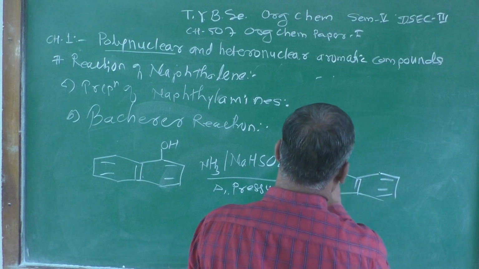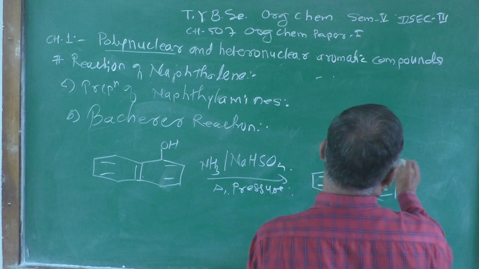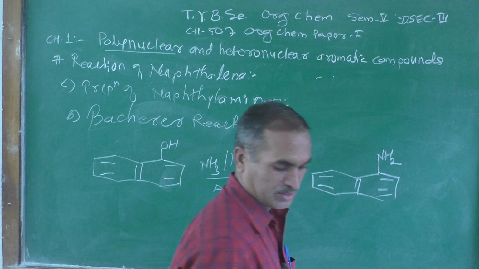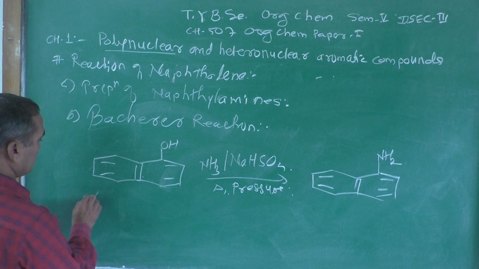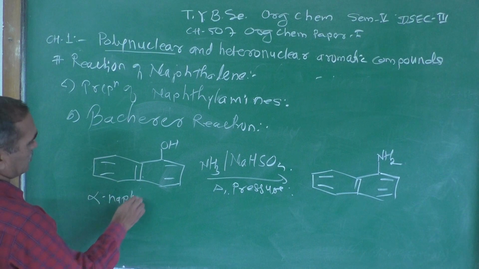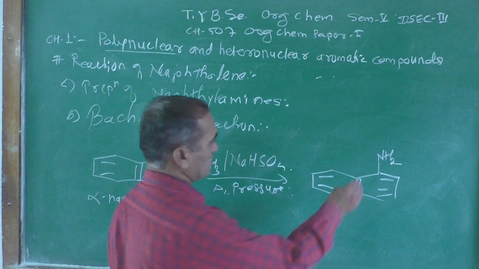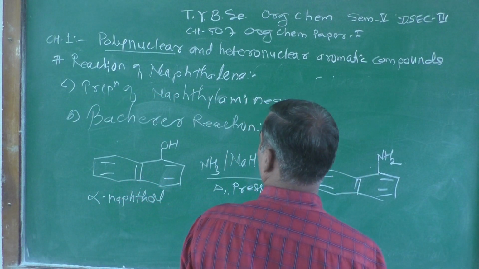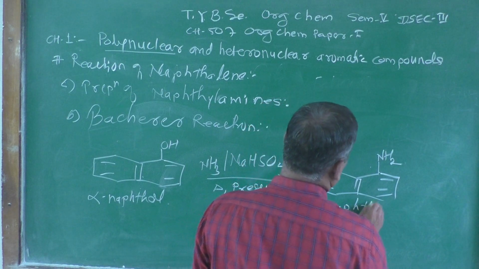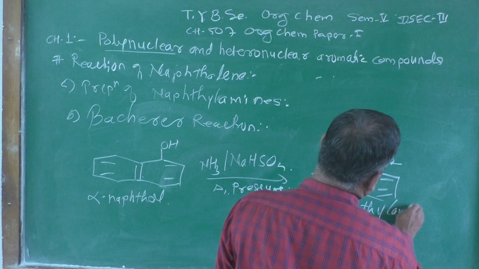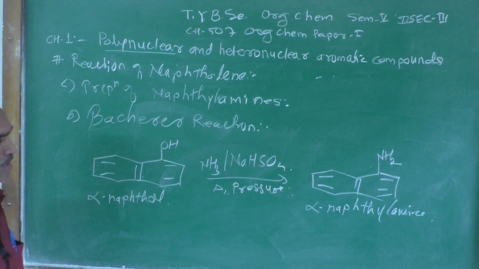The name of this product: everybody knows that the OH gets replaced by the NH2, so that the product is formed. This is, as we know, alpha naphthol, which is the starting material he has taken for his synthesis, and he prepared the compound alpha naphthylamine, starting from the alpha naphthol.